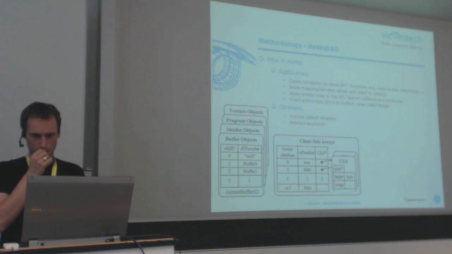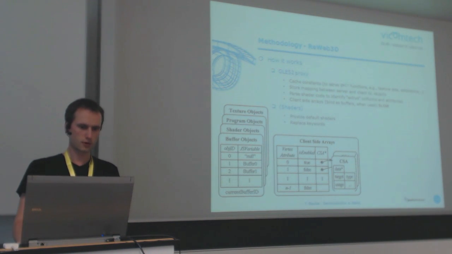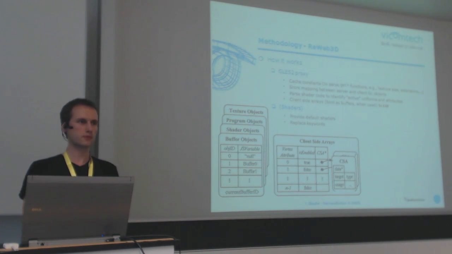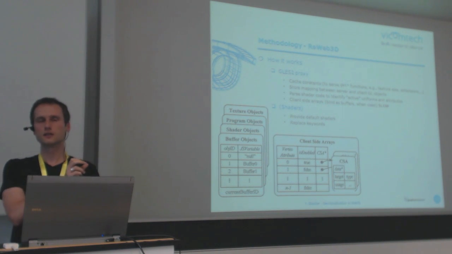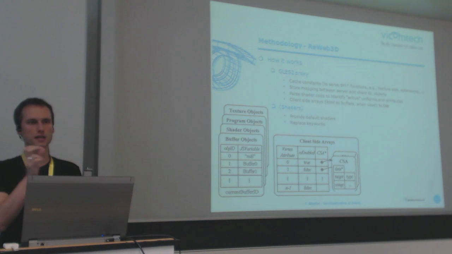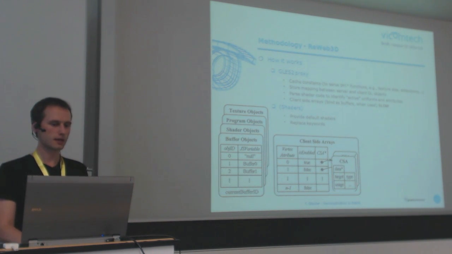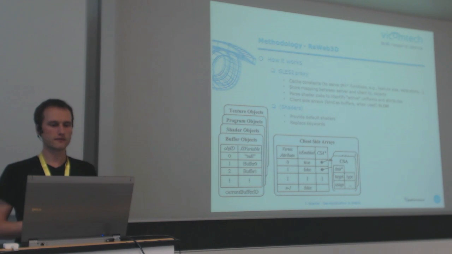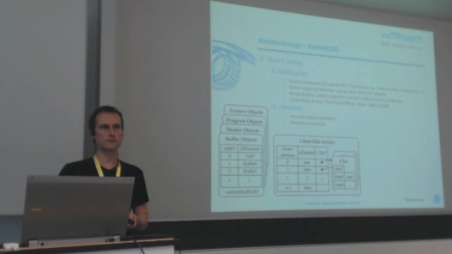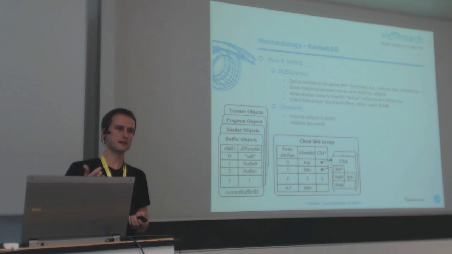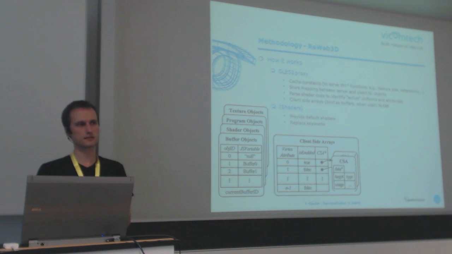Okay, a few words about how it's working. We need to set up some helper structures to map between the client-side GL objects and the server-side GL objects. We need to work around client-side arrays. And for shaders, we eventually have to provide a default shader or to provide some mechanisms to automatically transform OpenGL 2 shaders to OpenGL ES 2 shaders.